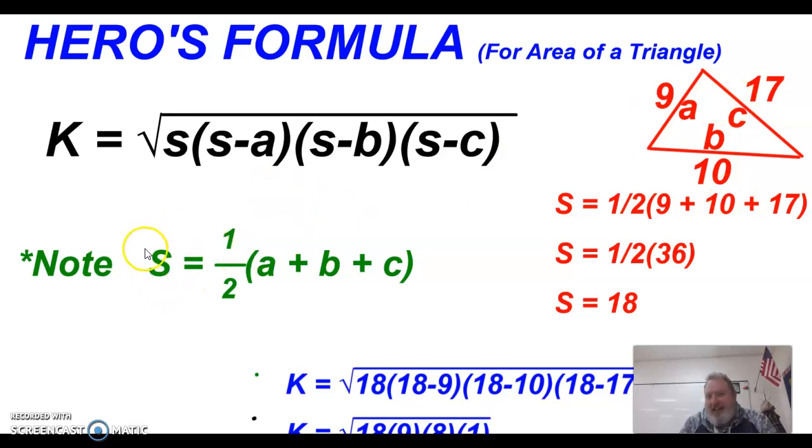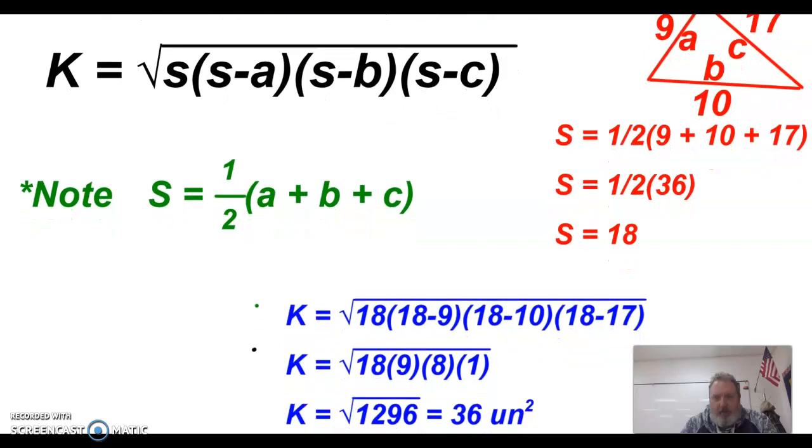So basically S is 1/2 the perimeter. So you see if we take these three sides here, 9, 10, and 17, if we add those up, that's 36, and half of that is 18. So this S value is really just 1/2 the perimeter of the triangle, and then we're going to take that answer and subtract each of the three sides. So 1/2 of the perimeter was 18, 18 minus 9, 18 minus 10, 18 minus 17. So you can see that that's where we plugged in right here into the formula.